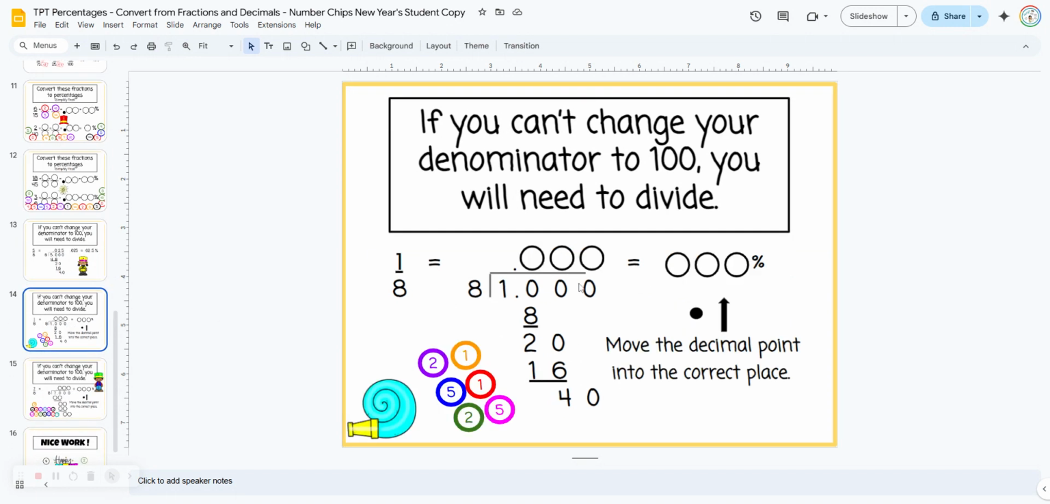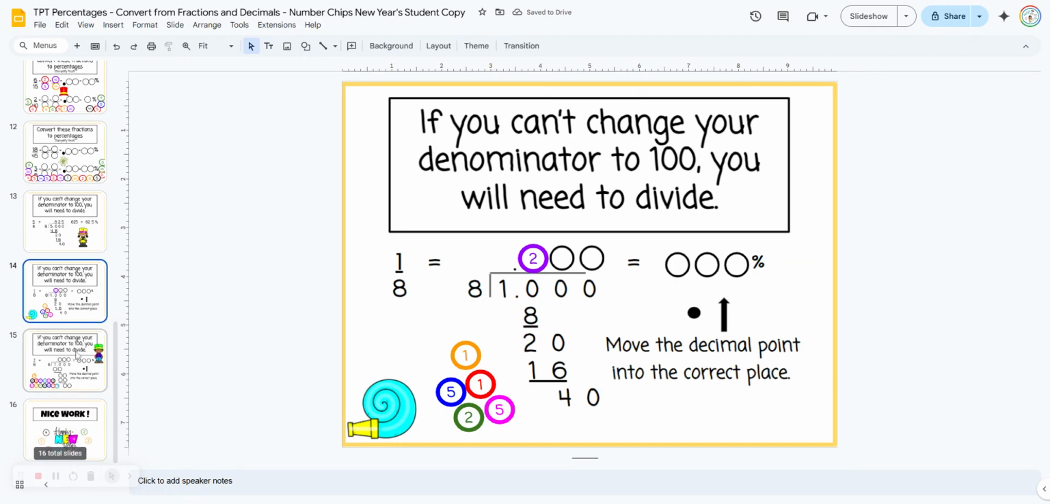So the next slide, most of the division is done for them. They have 1/8, which is 1 divided by 8. They just have to move the number chips to show that division. So when they get their answer, they have a movable decimal point, and they just have to move that decimal point into the correct place in their percentage.